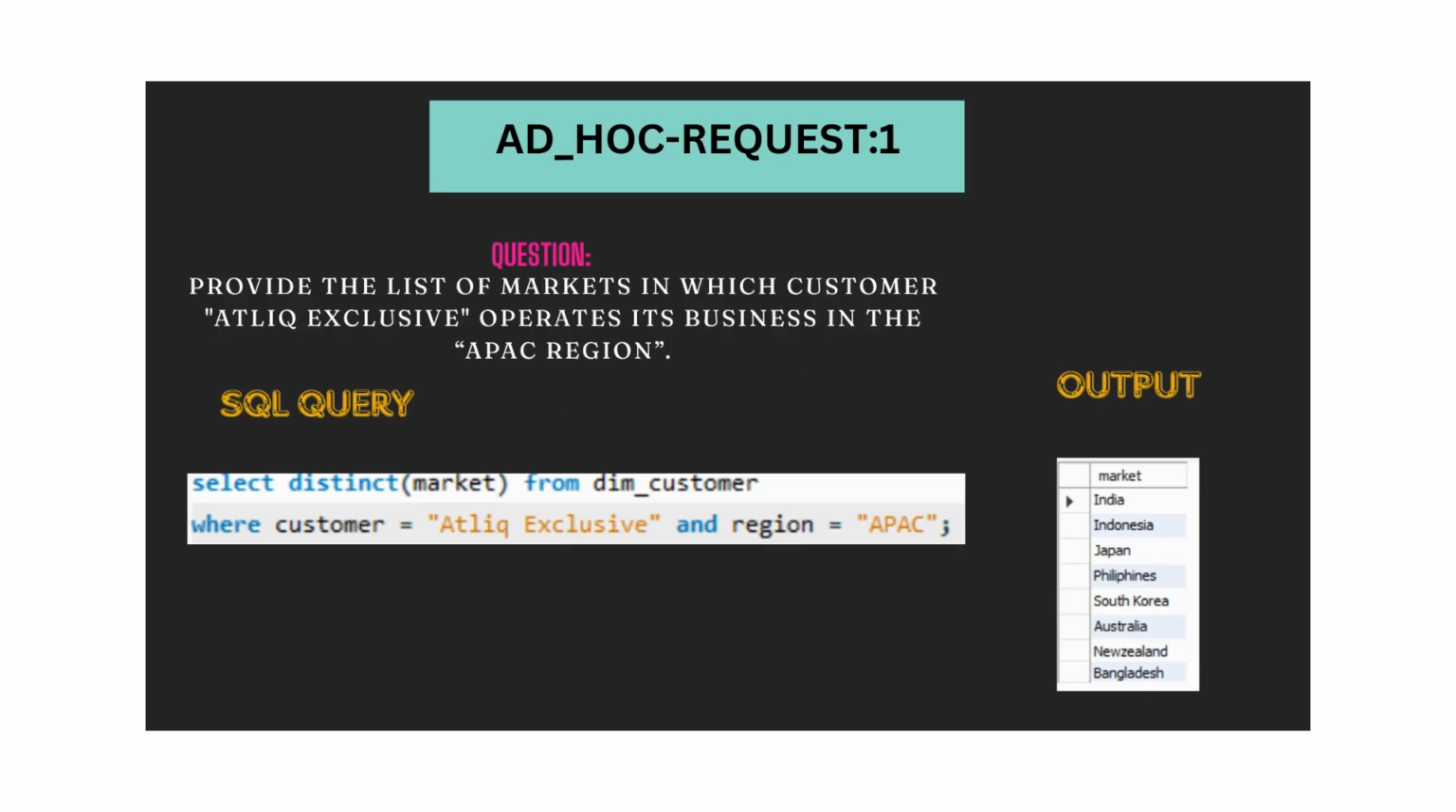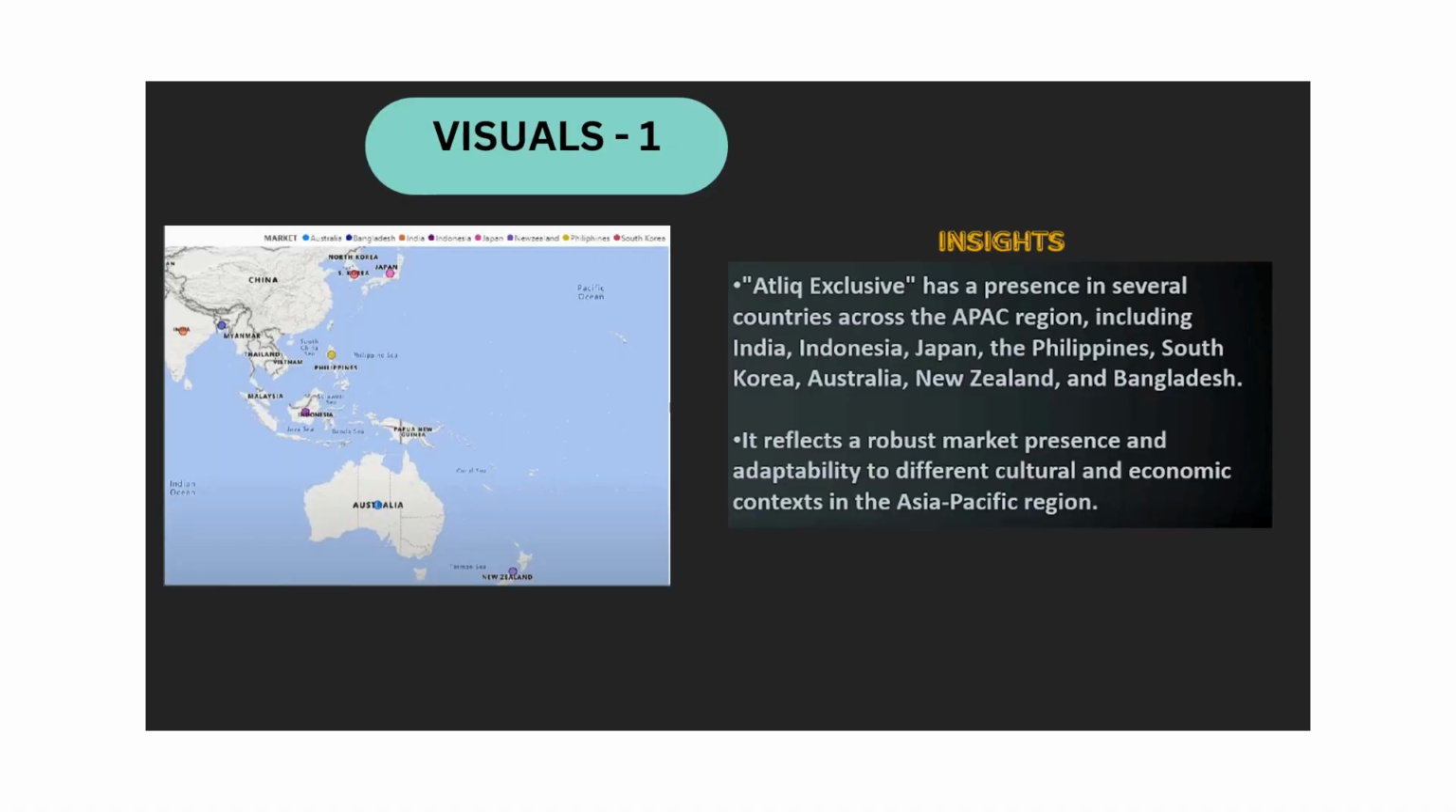The first question that we have requested here from the client: provide the list of markets in which customer Atliq Exclusive operates its business in the APAC region. So I have just run the query here, and the output that we got. Let me explain through the visualization here.